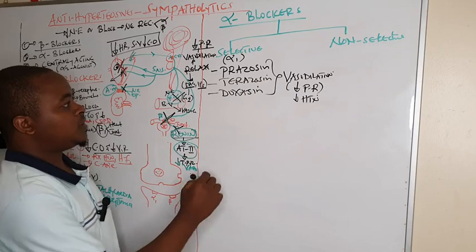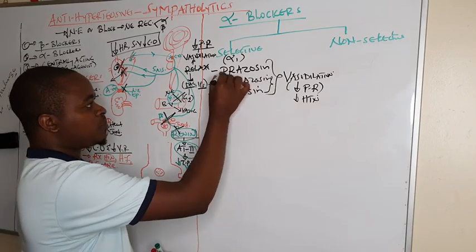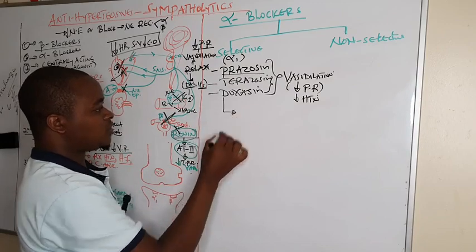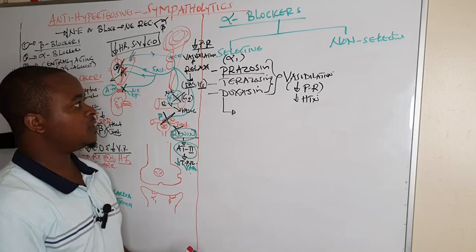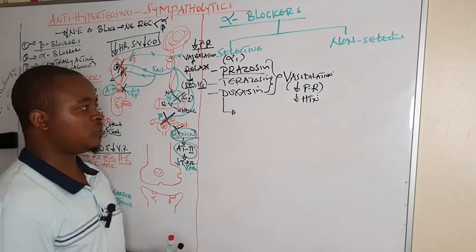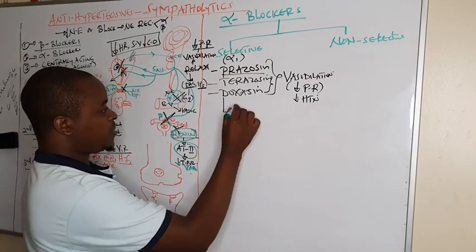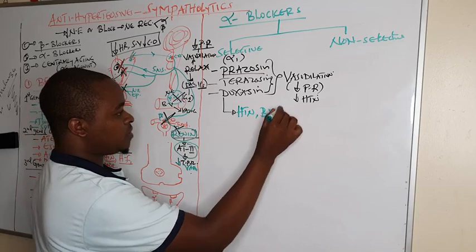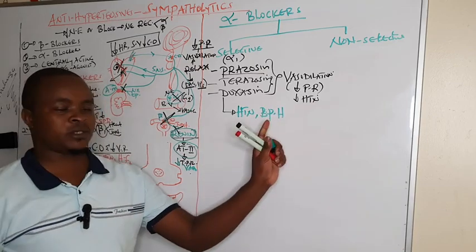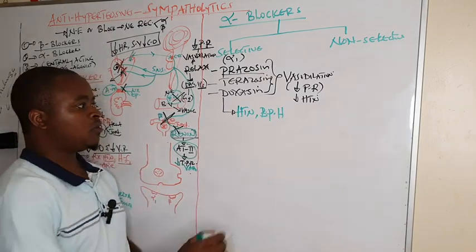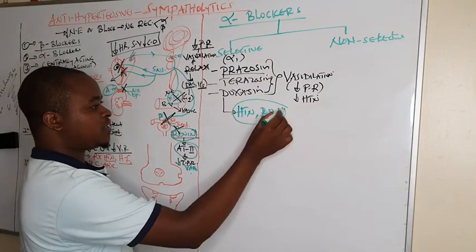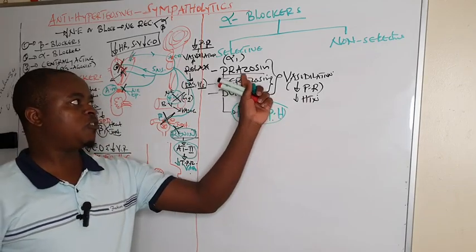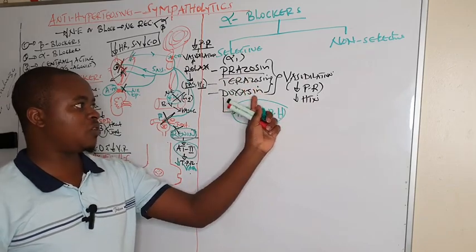And among these ones, terazosin and doxazosin are long-acting, whereas prazosin is short-acting, and they are indicated in patients with hypertension, if patients have hypertension at the same time with BPH, that is benign prostatic hyperplasia. So if someone is hypertensive with benign prostatic hyperplasia, you can opt for prazosin, terazosin, and doxazosin.